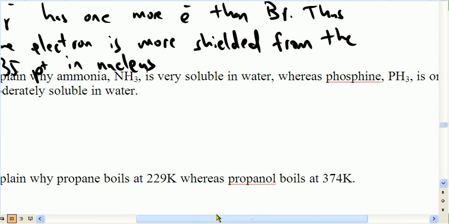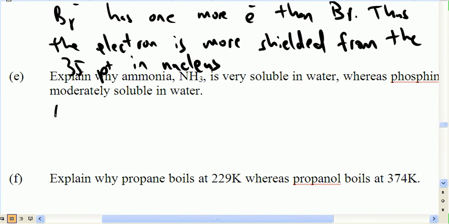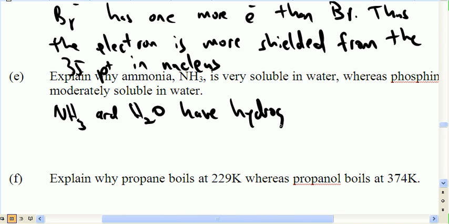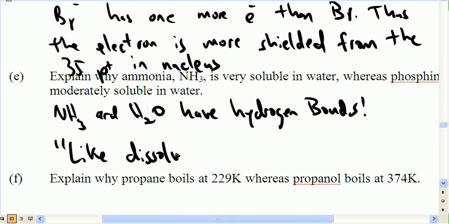Okay, explain why ammonia is soluble in water, whereas PH3 is not. Okay, NH3 and H2O have hydrogen bonds. Remember the statement, like dissolves like. So although everybody here is polar, PH3 is polar, NH3 is more like water because they both have hydrogen bonds.